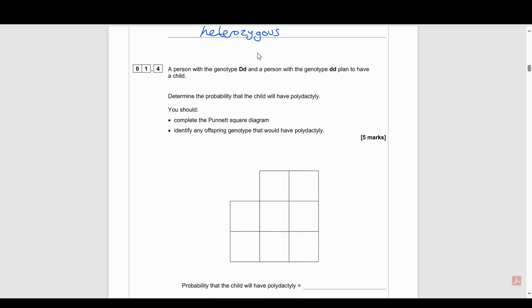Question 1.4. A person with the genotype capital D lowercase d and a person with the genotype lowercase d lowercase d plan to have a child. Determine the probability that the child will have polydactyly. You should complete the Punnett square diagram. Identify any offspring genotype that would have polydactyly. 5 marks.